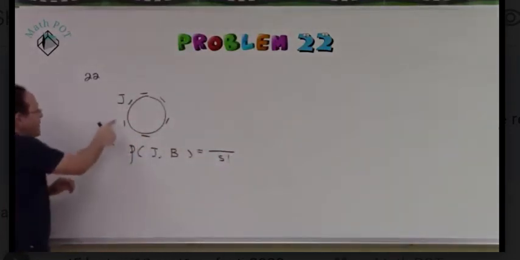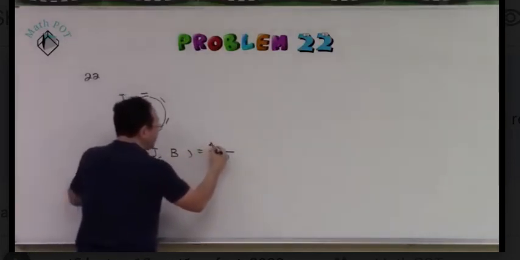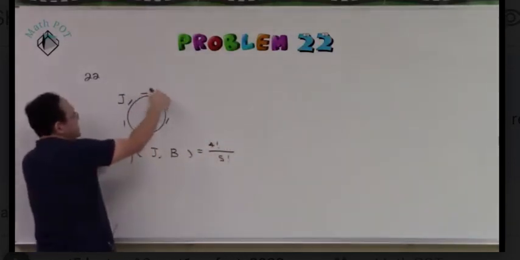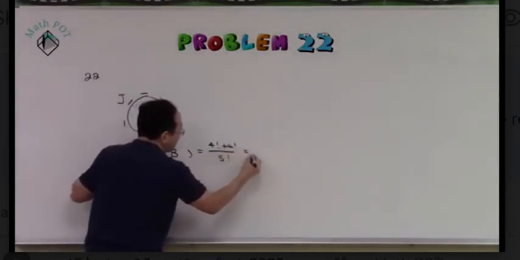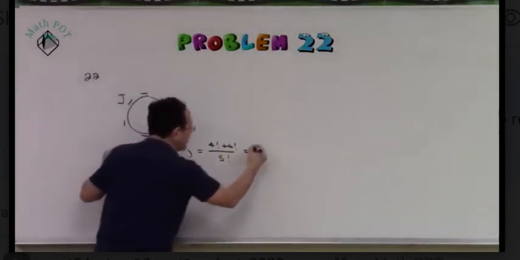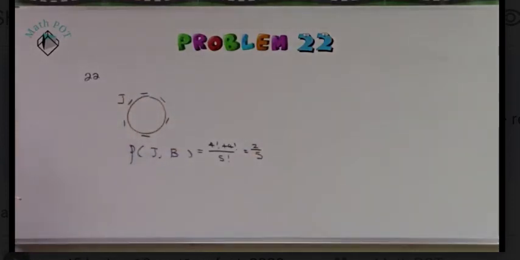The minimum condition, of course, B could be here. Now we have 4 people left, and very clear, it's nothing but 4 factorial. Of course, B is here. That is another 4 factorial, so plus 4 factorial. If you simplify here, it's nothing but 2 over 5. That is our first way to solve this one.